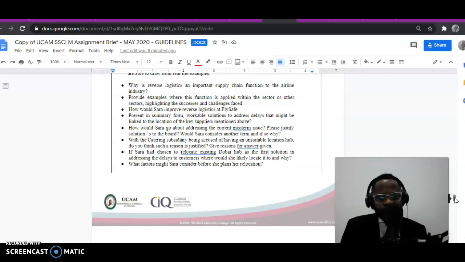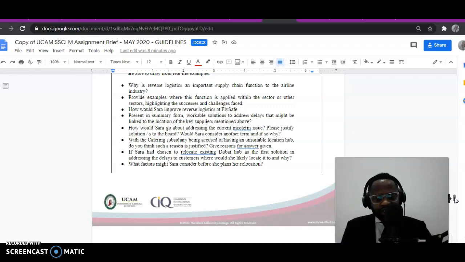With the catering subsidiary being accused of having an unsuitable location hub, right? Remember this subsidiary, FlySafe Global Caterers. With the catering subsidiary being accused of having an unsuitable location hub, currently in Dubai, do you think such a reason is justified? Give reasons for the answer given. So is it justified to say that the location hub is not suitable?